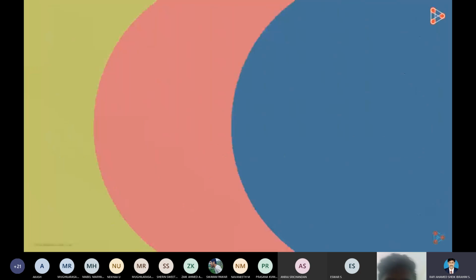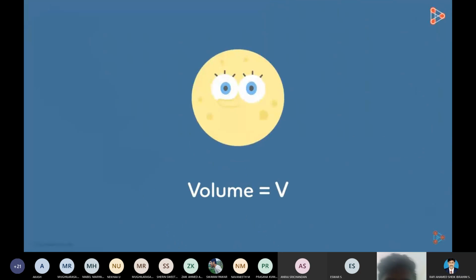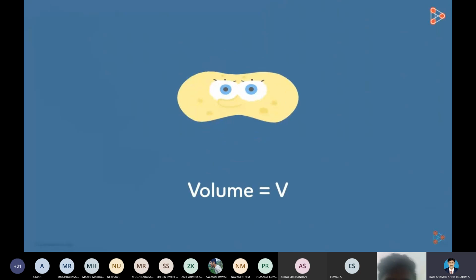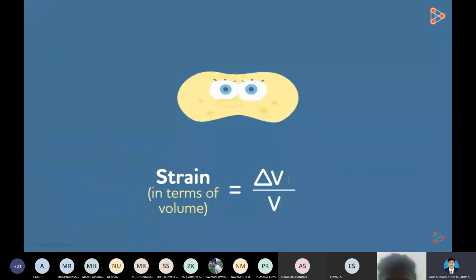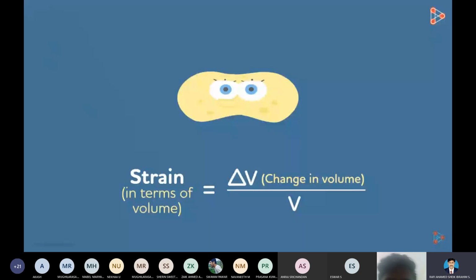Let's take an example of a sponge ball of volume V. When it's compressed, its volume decreases. So the strain in terms of volume is delta V over V. Note that delta V is the change in volume and not the volume of the deformed sphere.